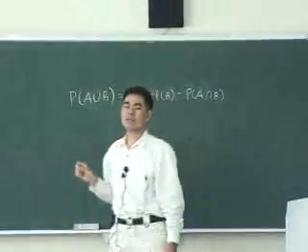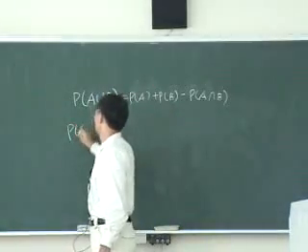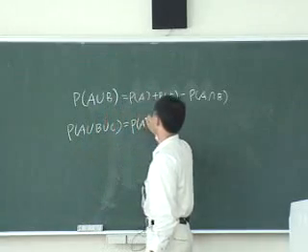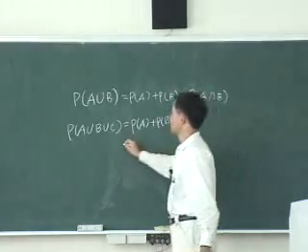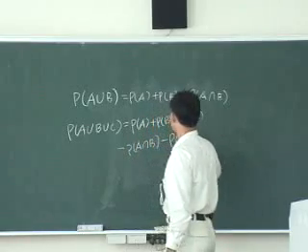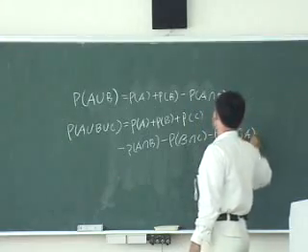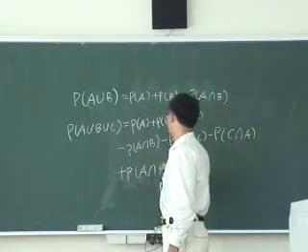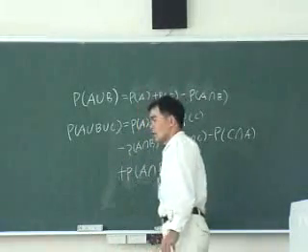And if we're going to make things a little bit more complicated, then we get three, okay? So we have P(A or B or C). That would be equal to P(A) plus P(B) plus P(C), minus P(A and B), minus P(B and C), minus P(C and A), and then you have to add P(A and B and C). So this is a very simple formula, okay?